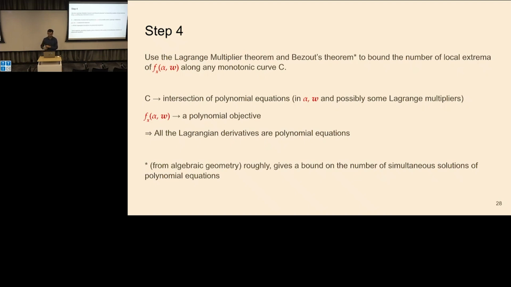So the idea is you have these monotonic curves, across which your optimizing W can potentially occur. Now you want to find where your polynomial objective can have local extrema. You have this curve C, which is the intersection of polynomial equations, you have this polynomial objective, and you set up a Lagrangian. All the derivatives of the Lagrangian are also polynomials, which allows you to apply Bezout's theorem to bound the number of local extrema along these monotonic arcs. Again, it's fine if you don't get this detail immediately. If you have some algebraic geometry background, it could be interesting to understand this.